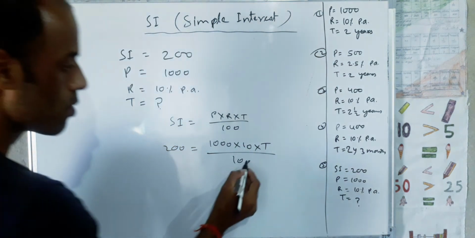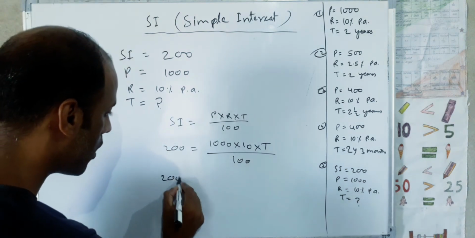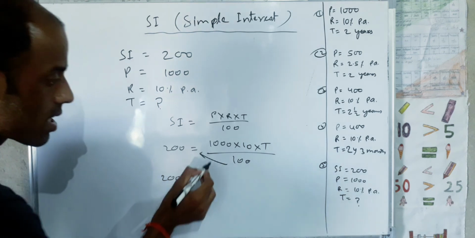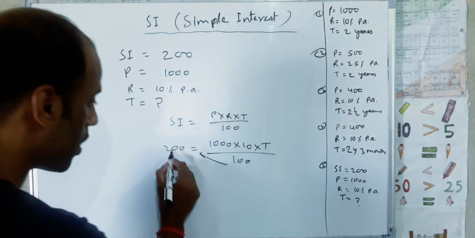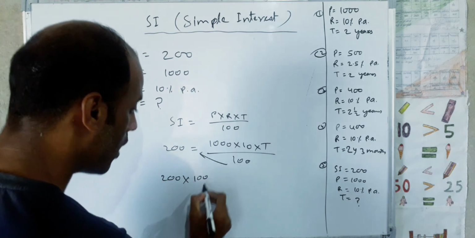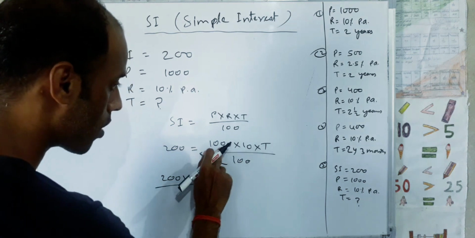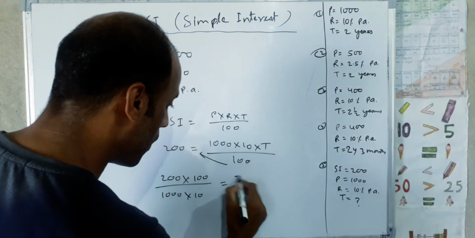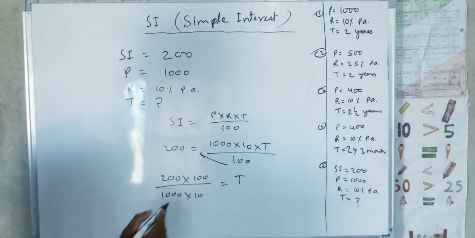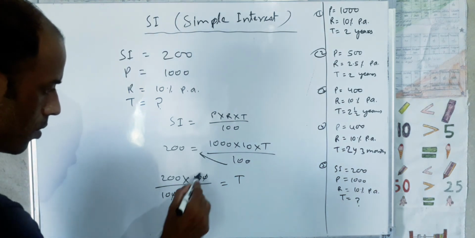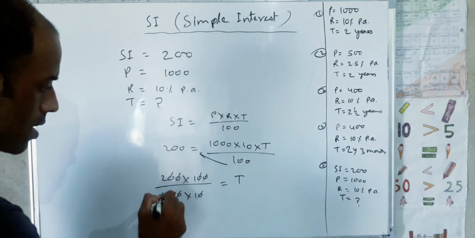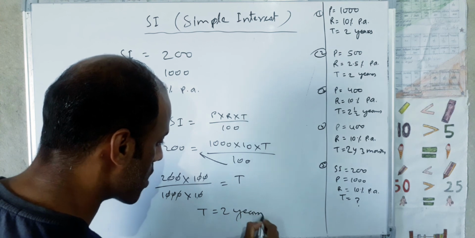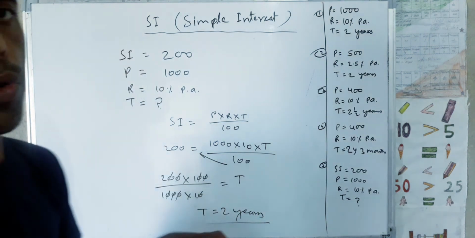So here write 200, by changing the side, cross multiplication. So 200 into 100 upon 1000 into 10. And here remaining T. 0, 0, 0, 0, 0, 0 cancel. Remaining here 2. So time equal to 2 years.